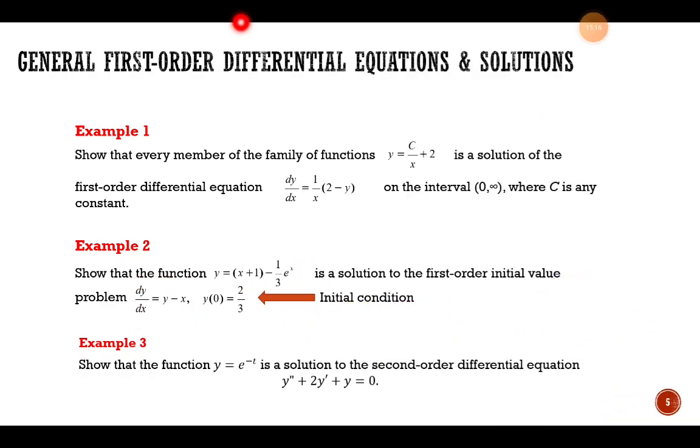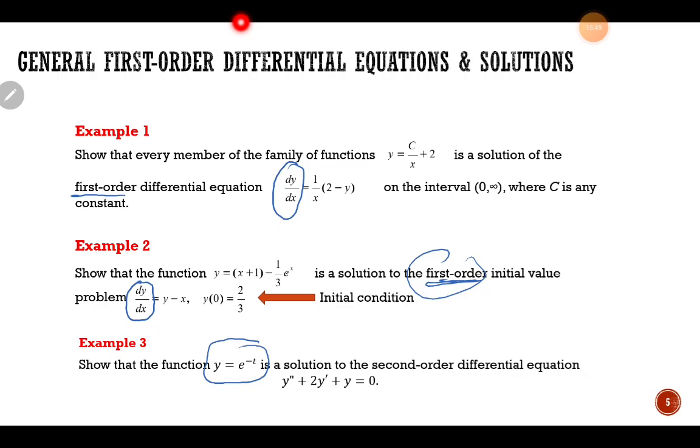So in this example 3, apa beza dia dengan example 1 and 2? Okay, sekarang dia bagi solution juga where the solution is y equals to e to the power of minus t, and it says that it is a solution to, kalau sebelum ni first example and second example, this is a solution to the first order. First order. So tengok pun, we have dy dx. Here also we have dy dx.